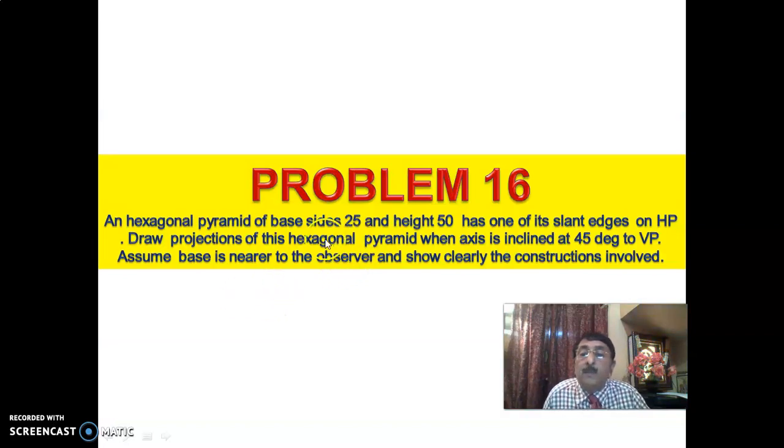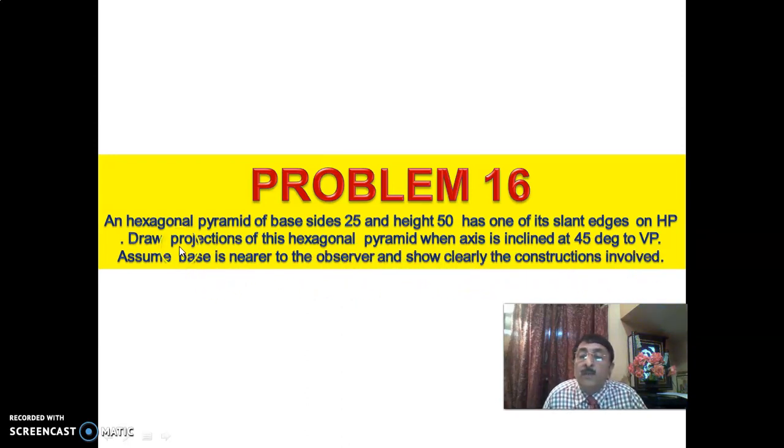Now we touch upon problem 16. This says a hexagonal pyramid, sides 25 and height 50, has one of its slant edges on HP. Draw projections of this hexagonal pyramid when the axis is inclined at 45 degrees to VP. Assume base is nearer to the observer and show clearly the construction involved.